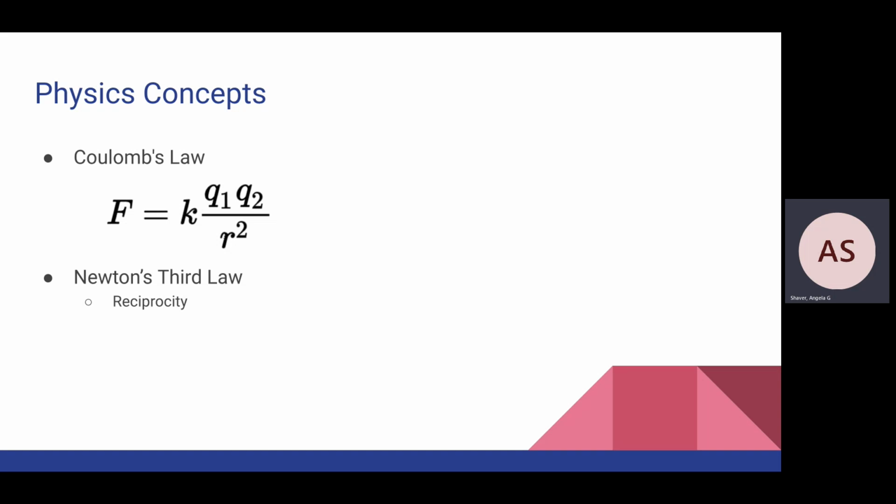One of the physics laws that was important for this lab was Coulomb's law. This law states that the electric force is equal to the K constant times the charge of the first item times the charge of the second item, all divided by the distance between those two objects squared. Another important physics concept that was utilized in this lab was Newton's third law. This is also known as the law of reciprocity.